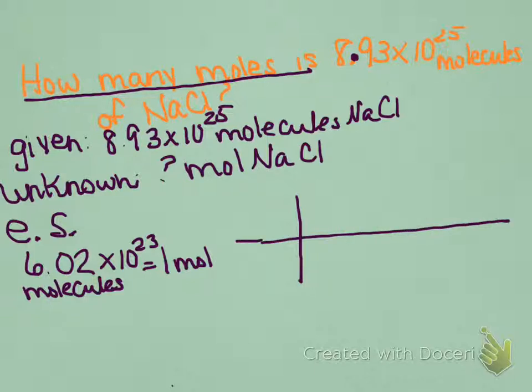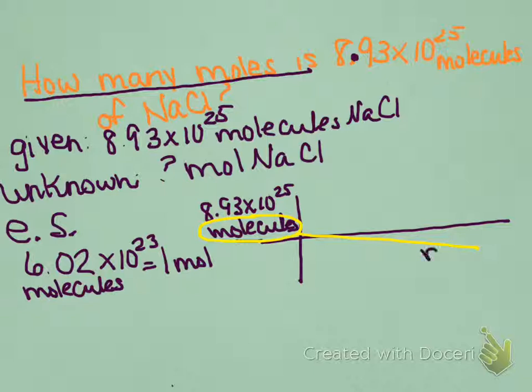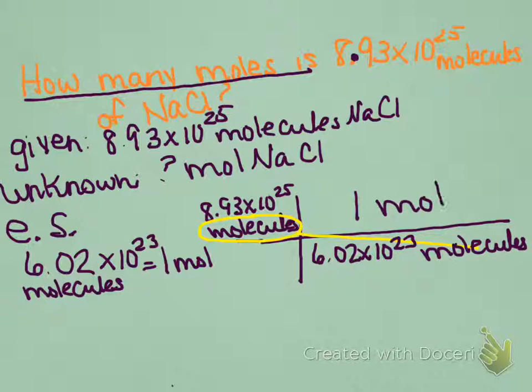Alright, so now I'm going to set up my truth table. And my truth table, I'm going to start with my given, 8.93 times 10 to the 25th molecules. Alright, remember our units are going to guide us. So since we have molecules on top here, we need molecules to go down here. So my units on the bottom are going to be molecules. And let's look at my equality statement. That means I have 6.02 times 10 to the 23rd molecules is equal to 1 mole.